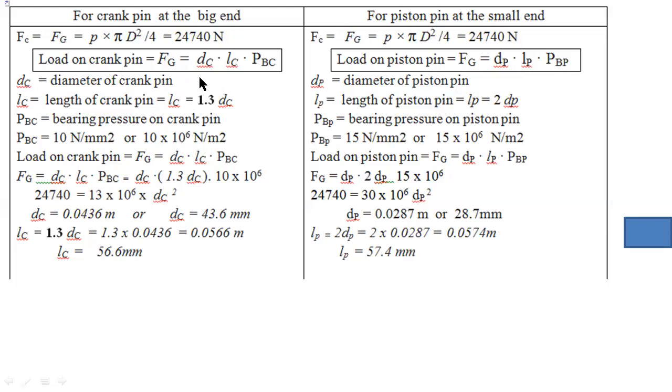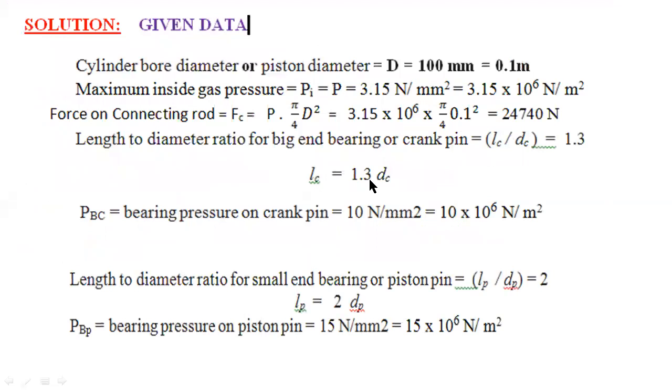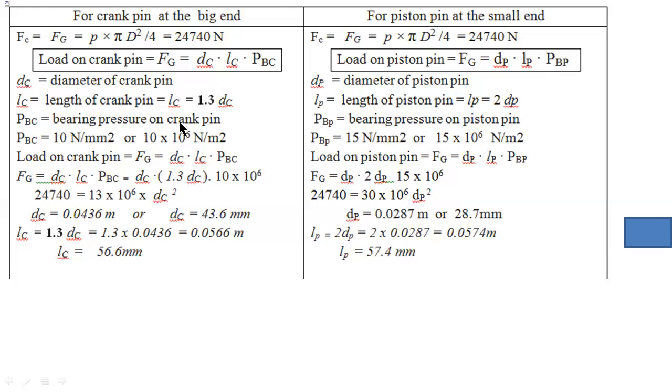We have to find those values. From the given data, LC equals 1.3 DC and LP equals 2 DP. So substitute the values in these formulas, and you will get the values of DC and LC. Similarly, here FG equals 24,740. I don't know the value of DC, but I know the value of LC in terms of DC, that is 1.3 DC.